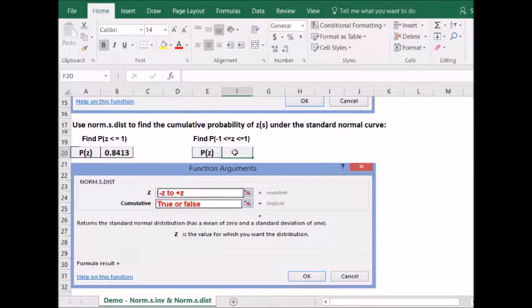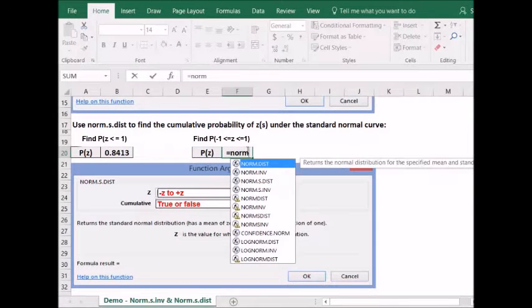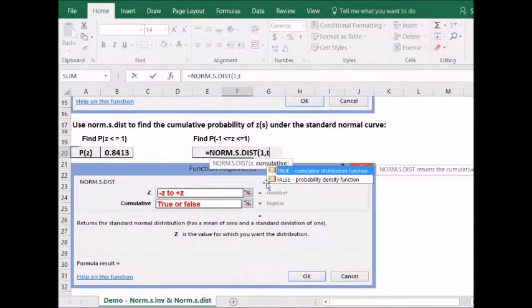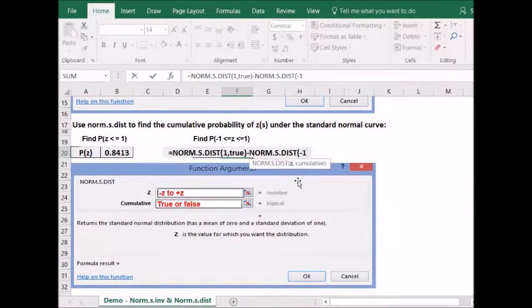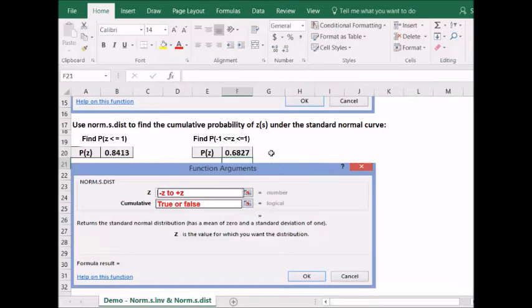Since we have a cumulative probability function, we're going to split this into two parts. We'll find the area under the curve up to 1, and then we'll subtract from it the area up to and including -1. The result of that calculation will tell us the space between 1 and -1. Equals norm.s.dist, 1, true, minus norm.s.dist, -1, true, close parenthesis, and the answer is 0.6827, or about 68%.